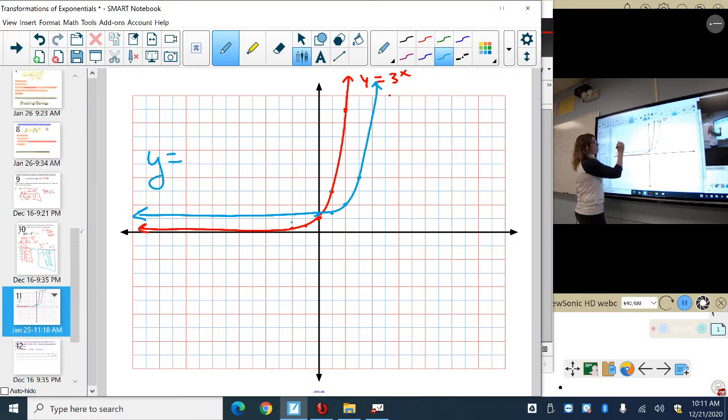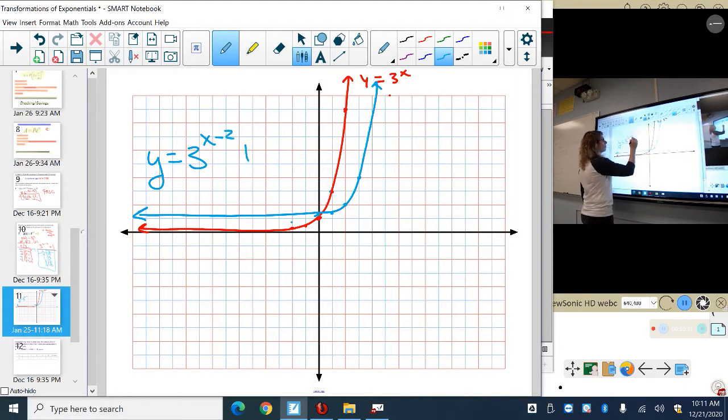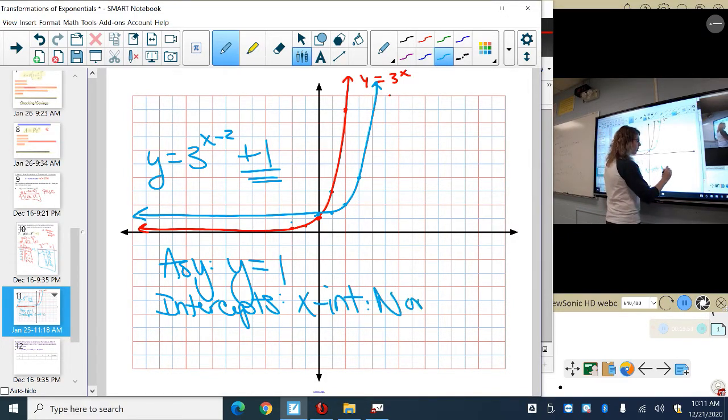So if I have y is equal to 3 to the x minus 2 plus 1, my asymptote is going to be my vertical shift, which is going to be y is equal to 1. And we see that graphically. We can very easily see that. Okay? My intercepts, my x-intercept, does this cross the x-axis? No, it does not, so I don't have an x-intercept.